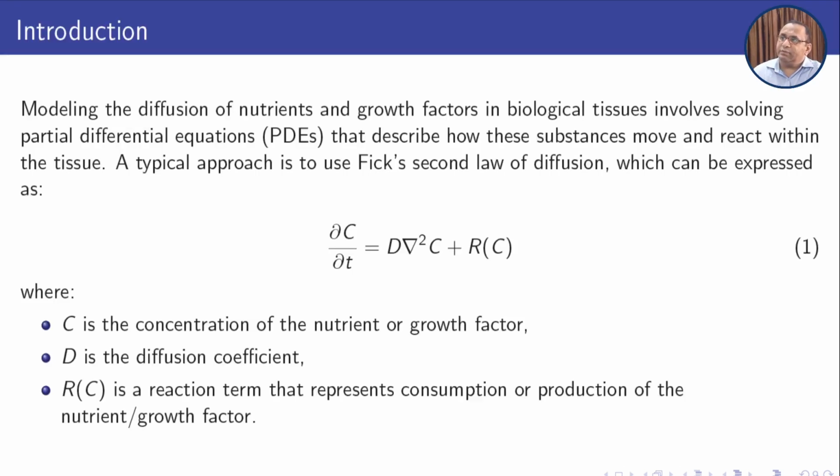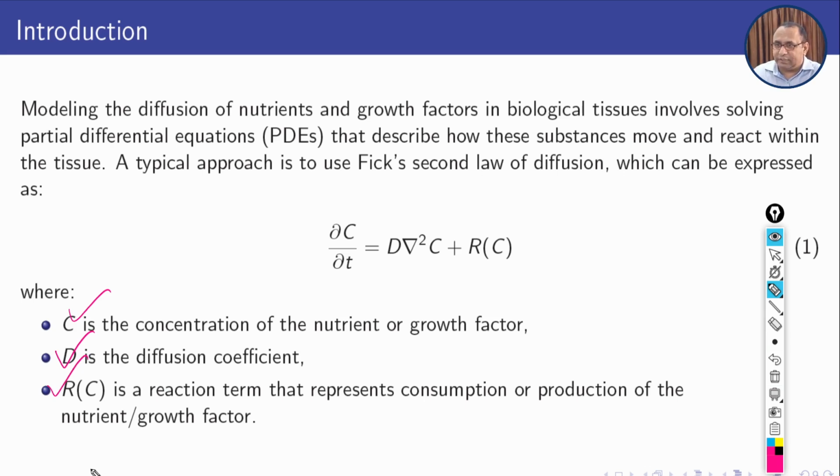biological tissues. Modeling the diffusion of nutrients and growth factors in biological tissues involves partial differential equations that describe how these substances move and react within the tissues. A typical approach is to use Fick's second law of diffusion, which can be expressed as equation number 1. So here you can see ∂C/∂t = D∇²C + R(C), where C is the concentration of the nutrients or growth factor, D is the diffusion coefficient, and R(C) is the reaction term that represents consumption or production of the nutrient or growth factor.